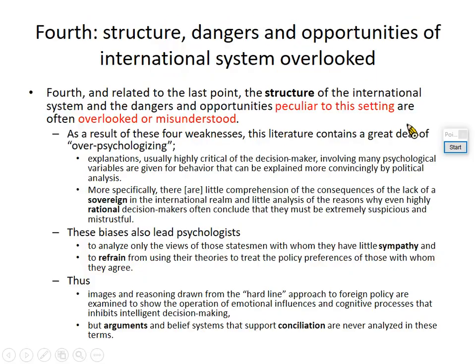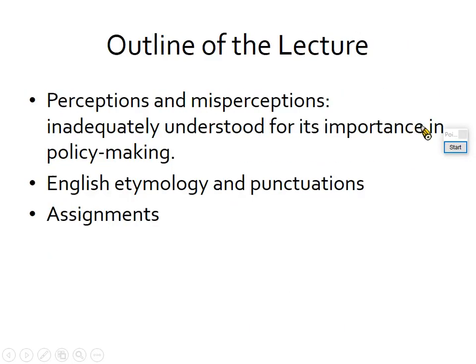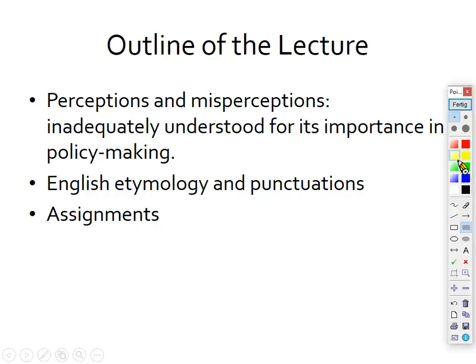So first, let's go back to the questions. Basically, this is the outline for us to study for today. We talk about perceptions and misperceptions, and basically, it's inadequately understood for its importance in policy making nowadays. We always believe that we can make the right decisions. But still, we take in information, we analyze the information, and we make our decision. A lot of time, we just do it wrongly, okay? And the second part and the third part is English etymology, and also today we move on to talk a little bit about punctuations. Punctuation seems very easy, but it is very difficult sometimes. And we have our assignments.